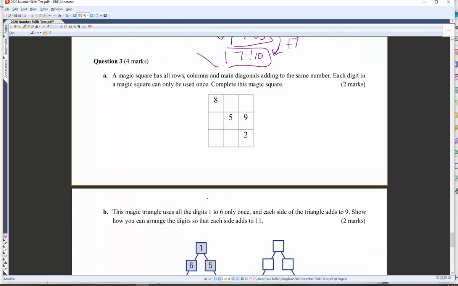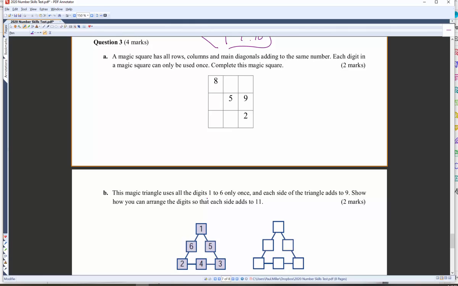All right, magic squares. Now hopefully I get this right. I'm not the world's best at magic squares. Oh, this one's not too bad. So all rows, columns, and main diagonals add to the same number. So we just need to work out what the magic number is. 8, 13, 15. The magic number is 15. So that means 9 and 5 is 14, 1 is 15. 8 and 1 is 9. 9 plus 6 is 15.